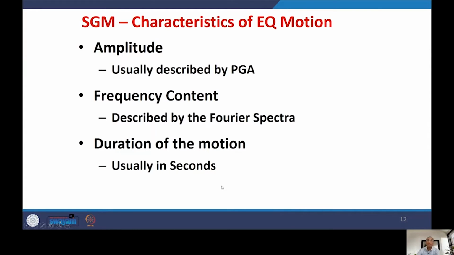So rather than using the complete time history, we use these three parameters. Naturally, the amplitude, PGA, is very much the most influencing parameter. Its influence is larger than the others. Then you have frequency content, whose influence will be higher when you are going near to the natural frequency of the system. So using these three parameters, we can characterize the earthquake motion. So this was regarding SGM.